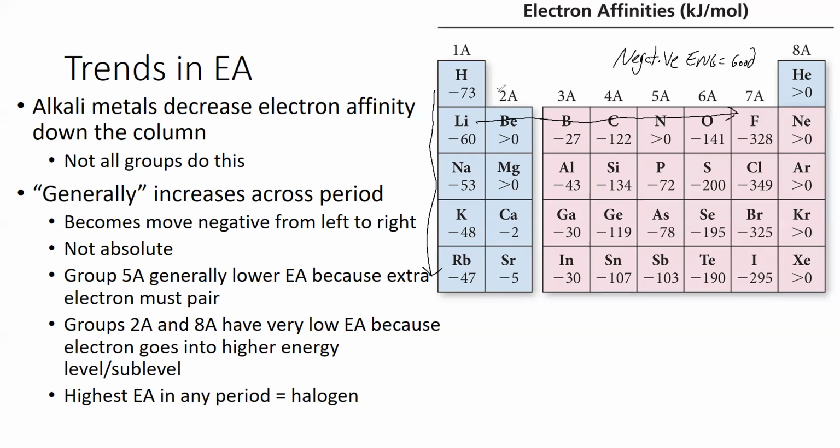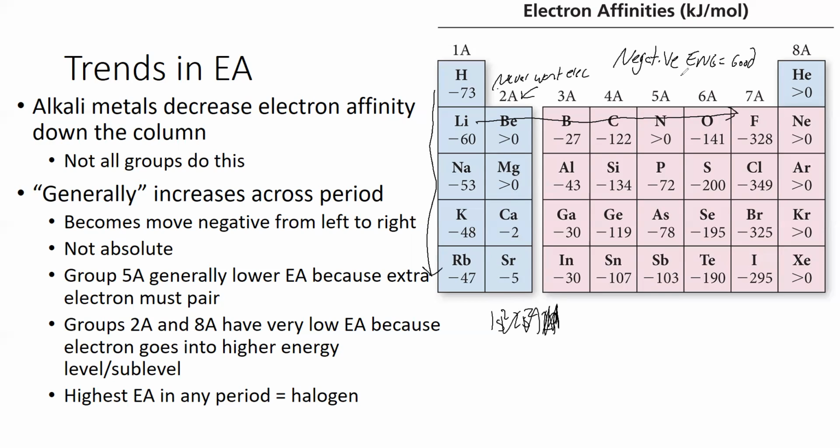Group 2A like never wants an electron. Their electron affinities are positive or barely negative. The reason for this, if we look at beryllium, 1s2, 2s2, to put an electron in, you would have to open up a whole new orbital, the 2p orbital, and you really don't want to do that. So you want to lose electrons. So for 2A, the electron affinities are really bad.